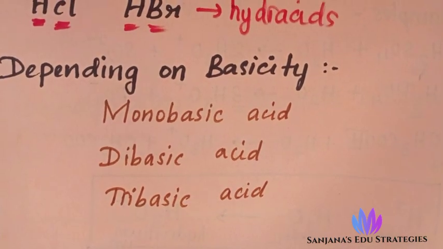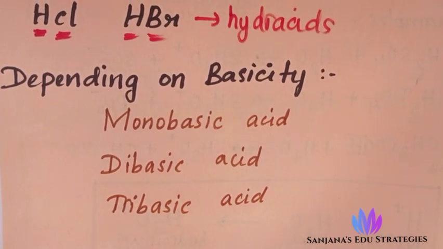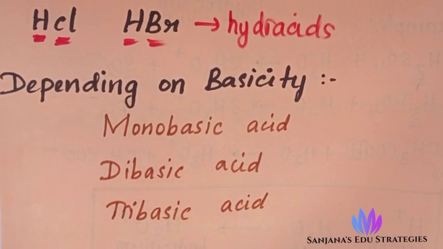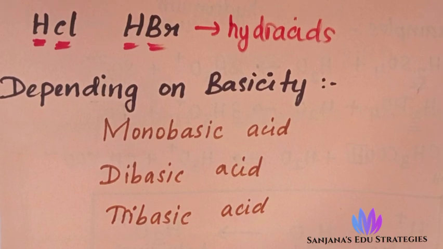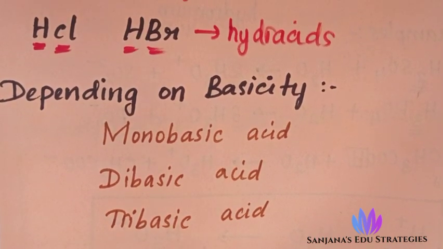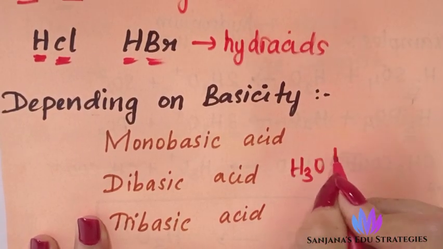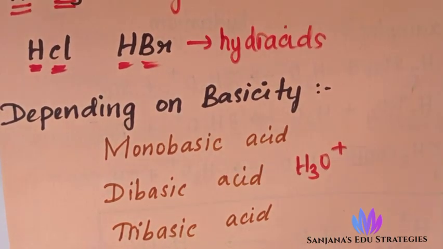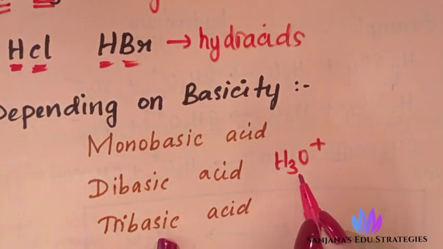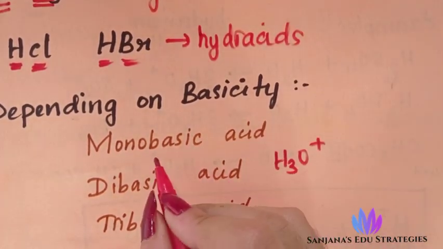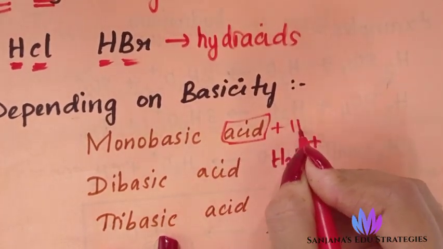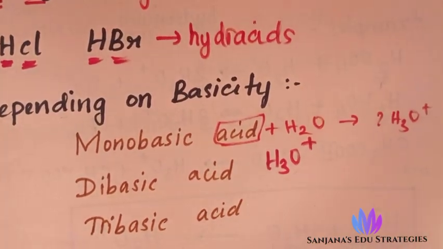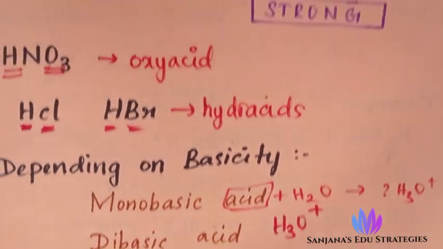Next, about the classification depending on the basicity. Depending on the basic nature of acids, it is divided into three types: monobasic acid, dibasic acid and tribasic acid. First of all, you should understand what this basicity is. The basicity of an acid is defined as the number of hydronium ions that can be produced by the ionization of one molecule of that acid in aqueous solution. So when a particular acid is ionized in water, how many hydronium ions it produces, that is basicity.